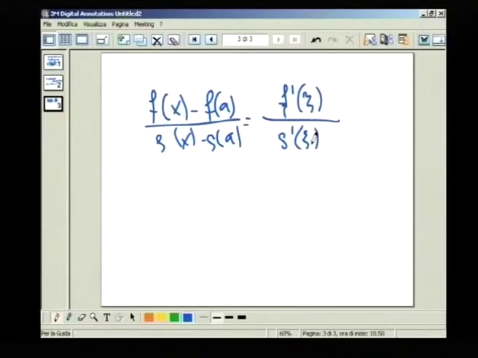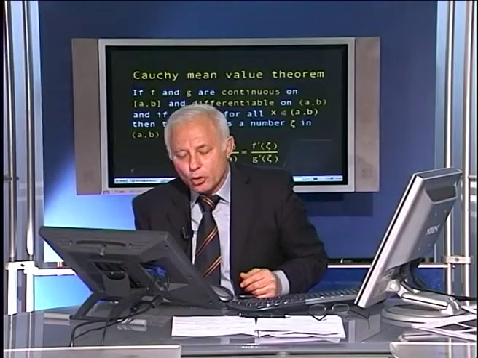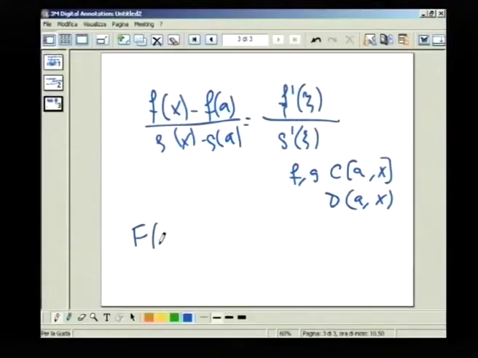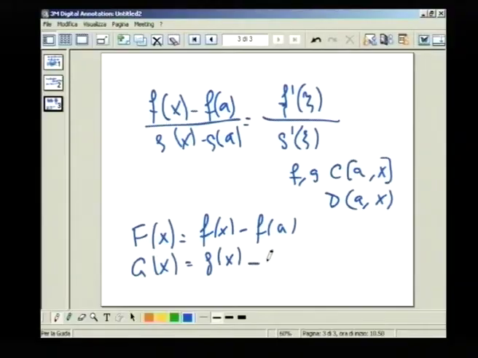Now, here, according to Cauchy, you have f and g are continuous on the closed interval, there it was a b, and differentiable in the open interval a and x. And what we wrote here is the theorem of Cauchy. And then you can set capital F of x equal to f of x minus f of a, and capital G of x equal to g of x minus g of a. Here, since both small f and g are differentiable on the open interval and continuous on the closed interval, so are capital F and capital G.